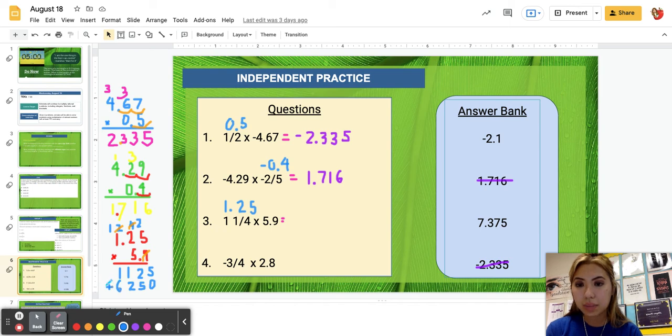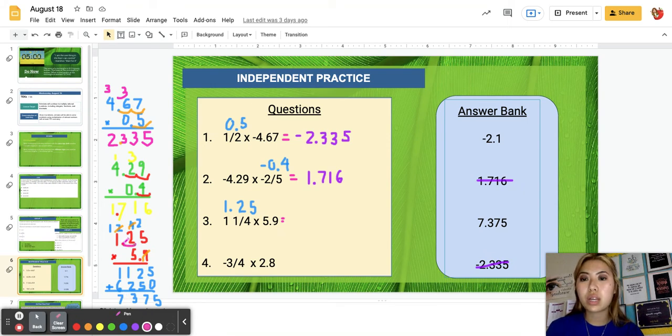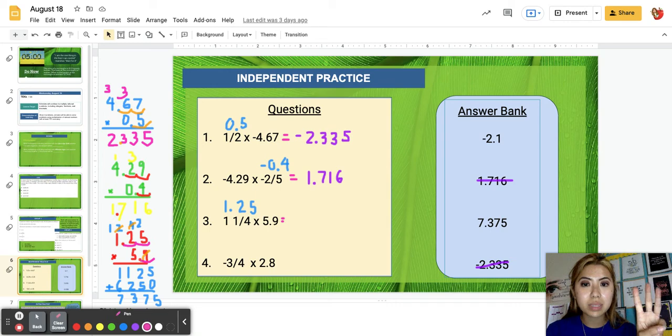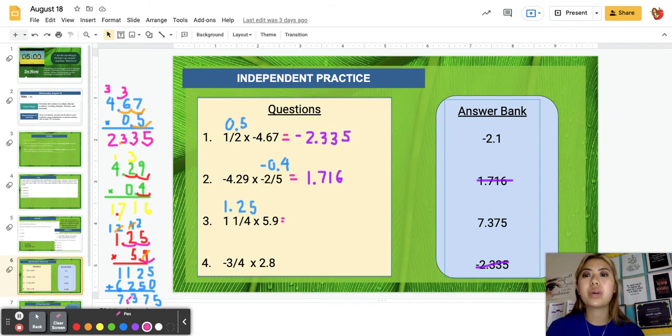Then we're going to add. Okay, 5 plus 0 is 5. 2 plus 5 is 7. 1 plus 2 is 3. 1 plus 6 is 7. So our very last step is to make sure that we include our decimal point. So for this problem, as you can see, we're moving our decimal point a total of 3 times. So then in our answer, we have to include our decimal point. So as you can see, our answer for this problem is 7.375.